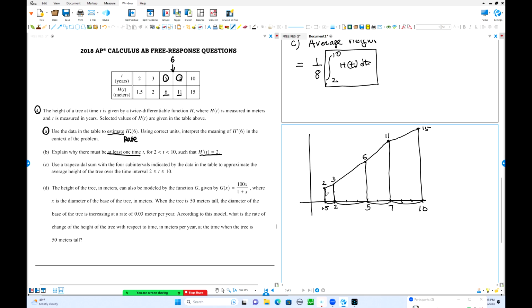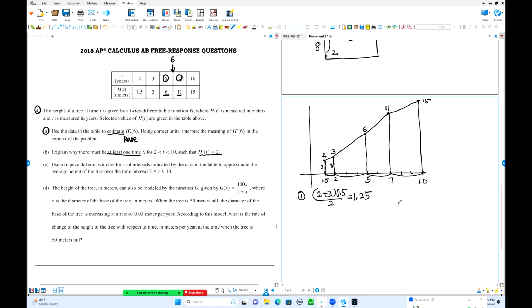So the bottom base is 2 over here, the upper base is 3, right? So 2 plus 3 is the first one. The first trapezoid is 2 plus 3 times the height. This is the height, 0.5, and divided by 2. 5 times 0.5 is 2.5, and divided by 2 is 1.25. That's the first area of a trapezoid.